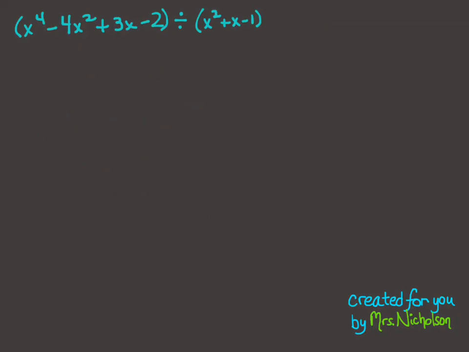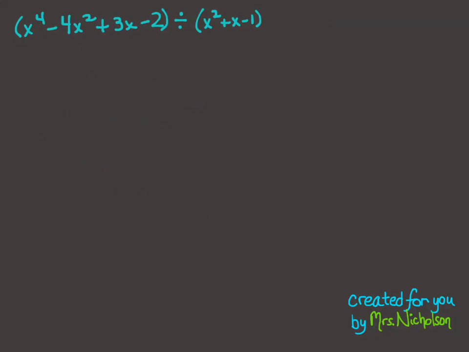In my next example, I have x to the fourth minus 4x squared plus 3x minus 2 divided by x squared plus x minus 1. So this time I'm dividing by a trinomial instead of a binomial. And so that's going to make this a little bit harder.